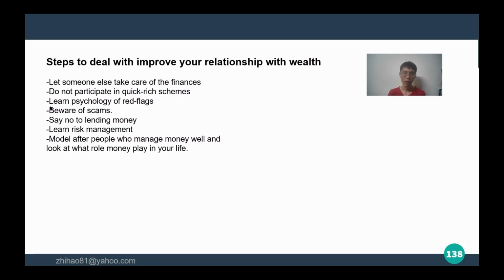The third one is if you have the tendency to have your money being cheated by somebody else, please learn the psychology of red flags and follow the procedures to do when you have spotted a red flag. The fourth one is be aware of scams. Scams are running rampant in the whole world, so please play safe to not have any unrealistic dreams. The fifth one is please say no to lending money, especially if you have the tendency to lose wealth very quickly, etc., etc.